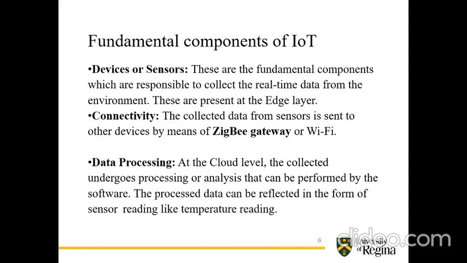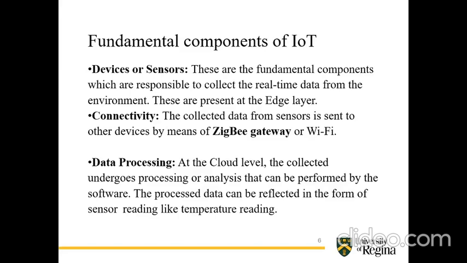Fundamental components of IoT. Devices or sensors. These are the fundamental components which are responsible to collect the real-time data from the environment. These are present at the edge layer. So IoT has three layers: edge layer, fog layer, and cloud layer. All the sensors are on the edge layer, like the physical layer, like we have a physical layer in the other networks. So here we have an edge layer.